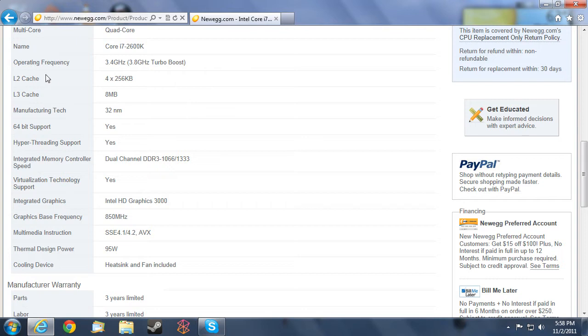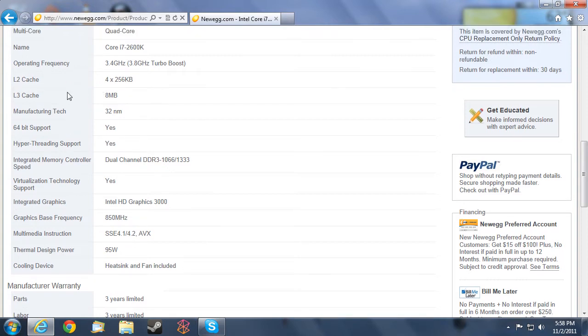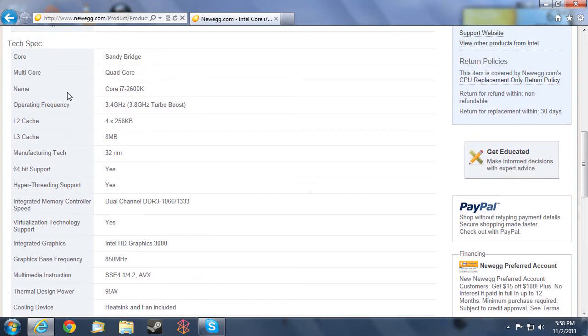So now we have L2 cache and L3 cache. There's actually L1 cache as well, but this is only showing L2 and L3 cache. What this is telling you is how much cache is available for the processor as well as each core. So there's 256 kilobytes of L2 cache and then 8 megabytes of L3 cache. All you basically need to know is the more cache, the better.